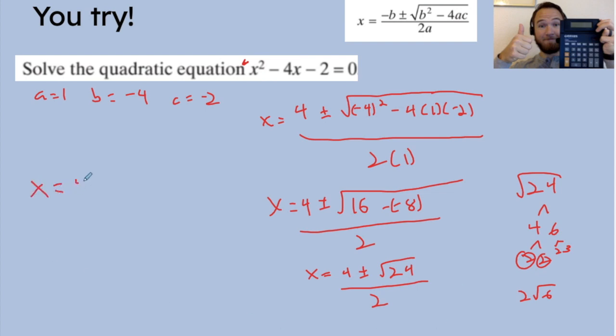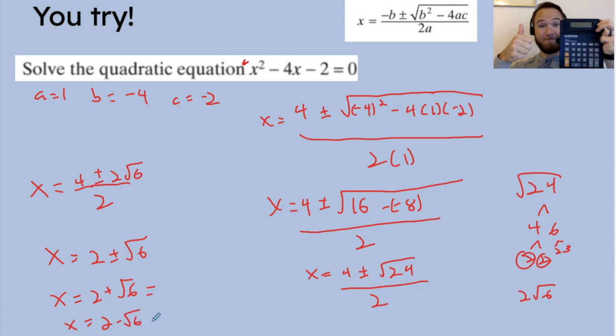X equals 4 plus or minus 2 root 6 over 2. And from here, we can simplify. We can take out this 2 from both of these. So x equals 2 plus or minus root 6. And this is our most correct answer. Again, this is just saying x equals 2 plus root 6 and x equals 2 minus root 6.